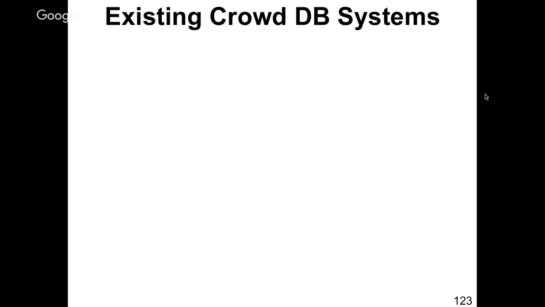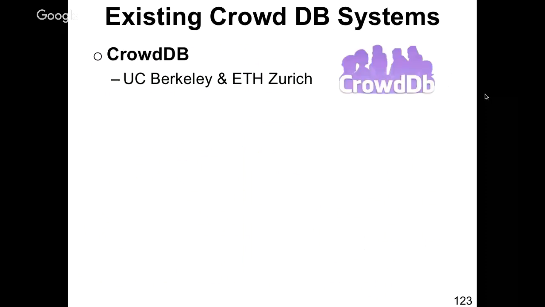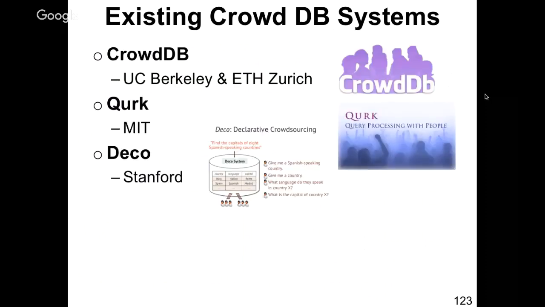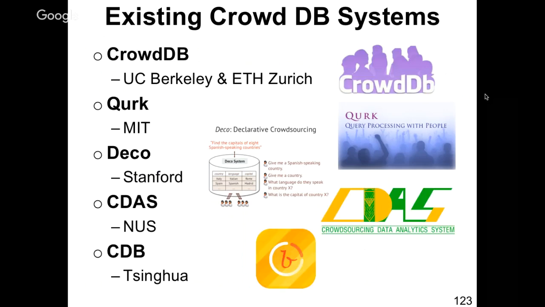Along with these ideas, recent years have witnessed a couple of crowd DB systems, such as CrowdDB, Qurk, DECO, CDAS, and CDB. In the remaining part of my talk, I will introduce these systems individually, and due to the time limit, I will focus on the key features or the key differences of these systems. If you have any more questions, we can talk offline, okay?